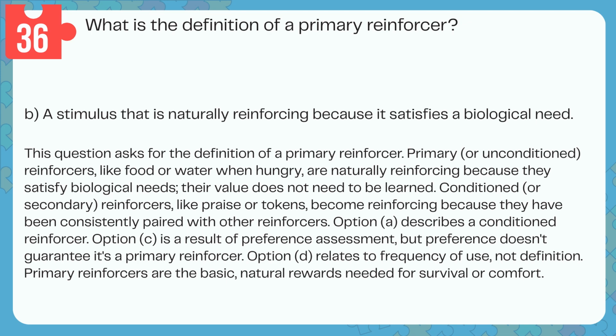Option A describes a conditioned reinforcer. Option C is a result of preference assessment, but preference doesn't guarantee it's a primary reinforcer. Option D relates to frequency of use, not definition. Primary reinforcers are the basic, natural rewards needed for survival or comfort.